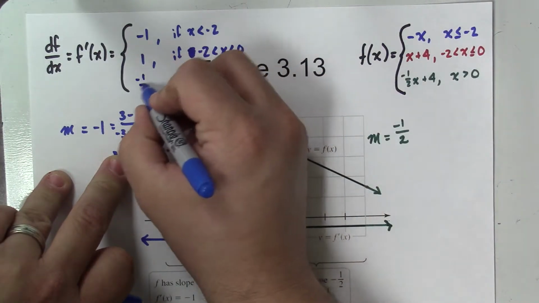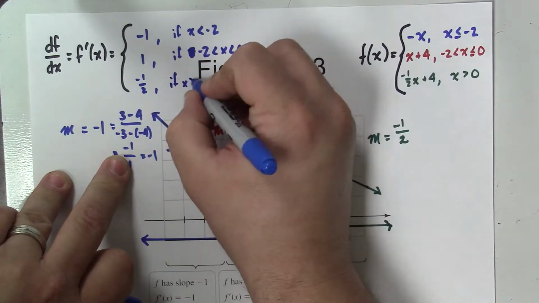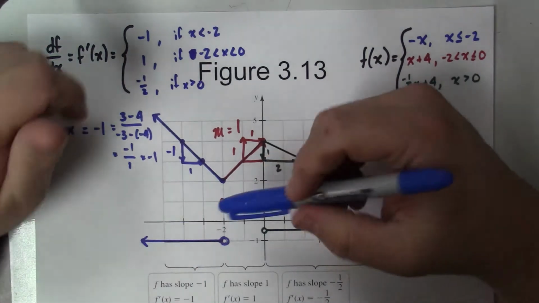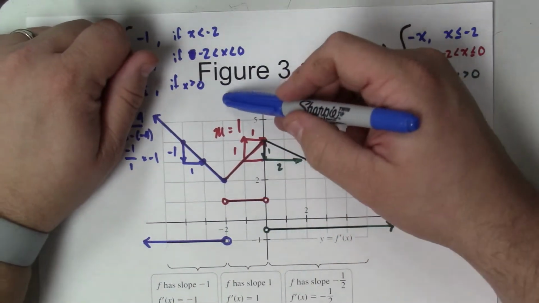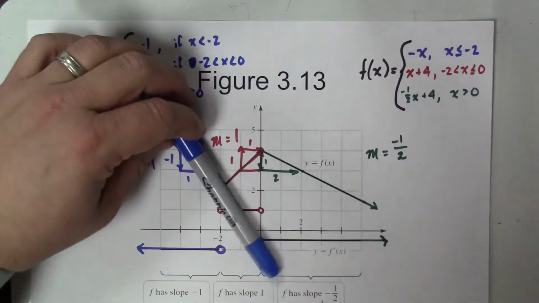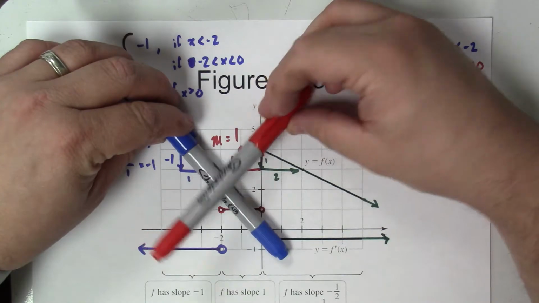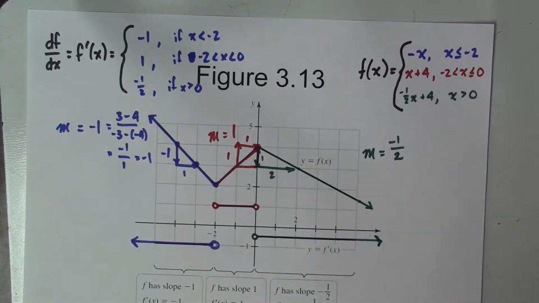And it is -1/2, and I meant to do this in multicolors and I forgot, if x is greater than 0. Notice I have lost all of these points. The points -2 and 0 are undefined for the derivative because it can't be both. Got to be the blue or the red. It can't be both.